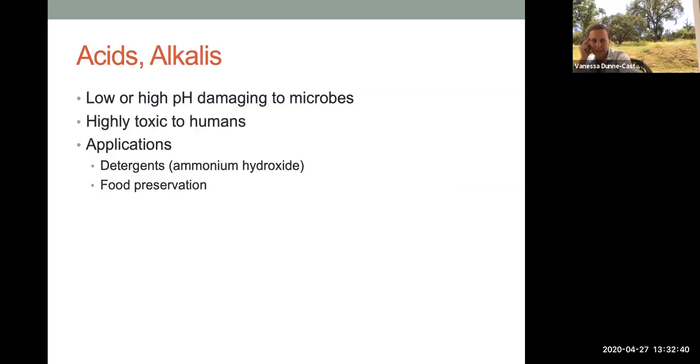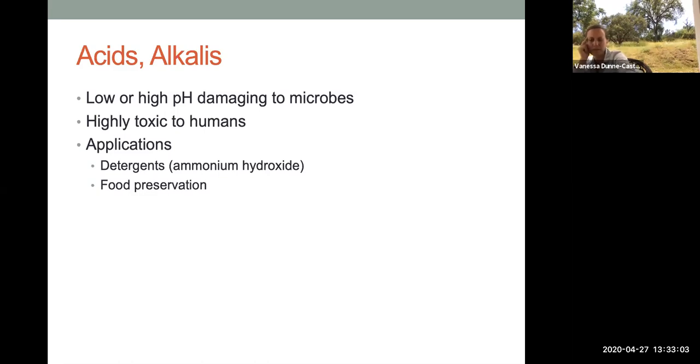Acids and alkalis are used, if you think about this, for food preservation. This has been used for thousands of years in human history, that we use acidity to preserve our foods, or we allow organisms to ferment our food items so that they produce that acid byproduct, which prevents the activity of most other organisms.